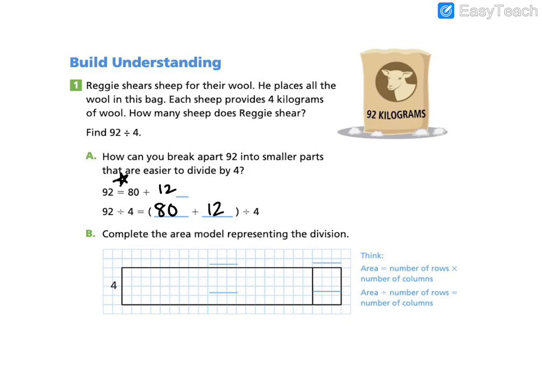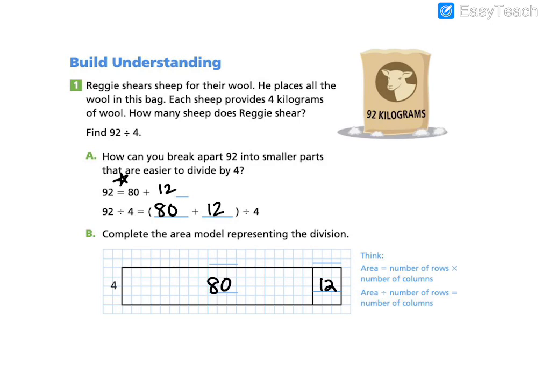Now, when we do the area model, it's the opposite of how we did it in multiplication, right? In multiplication, we're putting our 2 factors up at the top. Well, we don't know this second factor, right? This is going to be one of our quotients here at the end. We are putting our dividends in this section, and we have 2 of them. We are dividing 80, and we are dividing 12.